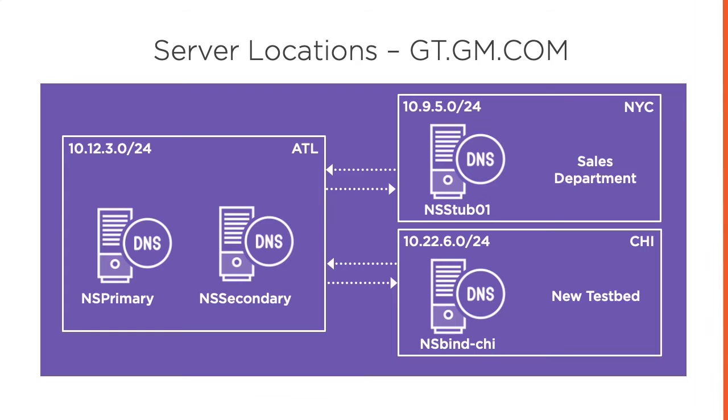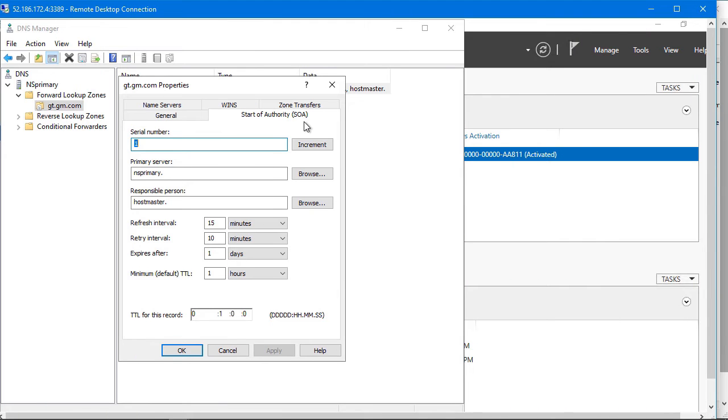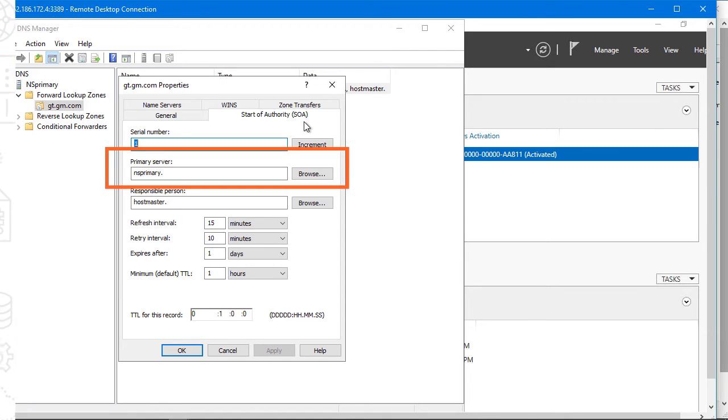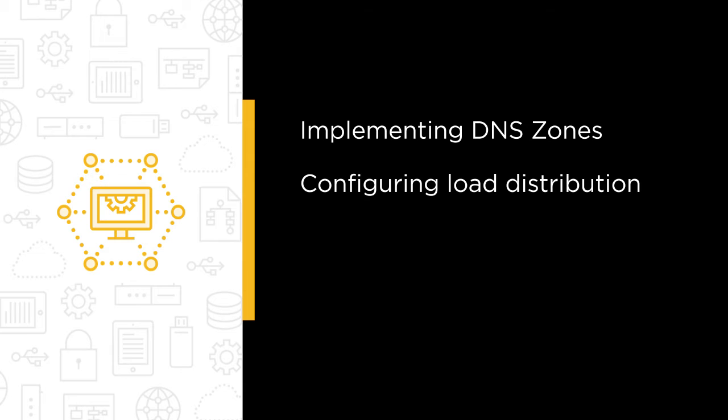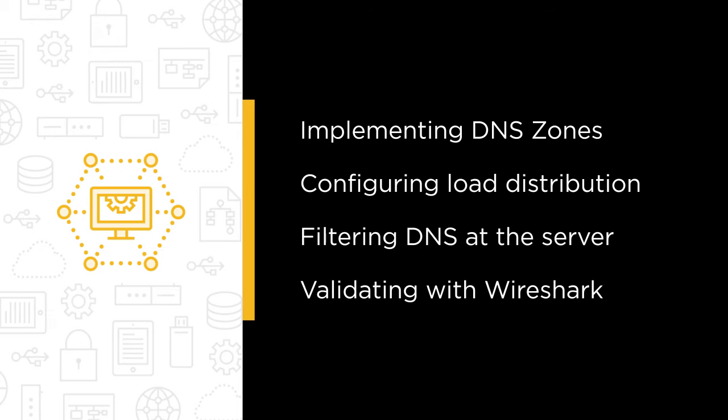In this course, we're going to use an example network created in Azure with 3 locations, 4 DNS servers, and multiple zones. Some of the major topics that we'll cover include implementing DNS zones, configuring load distribution, filtering DNS at the server, and validating it all with Wireshark.